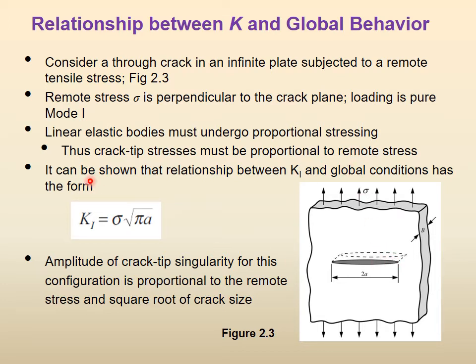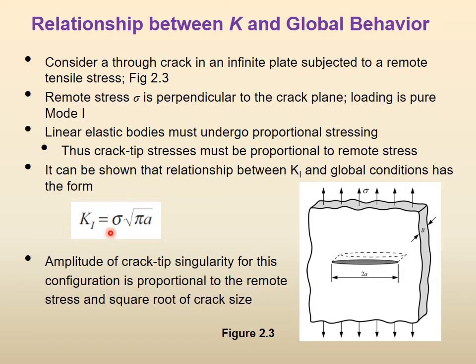It can be shown, right, that the relation between K1 and the global conditions. K1 is local and this is the global. So between this and this, K1 is sigma root pi A. Again, we are showing that it can be shown. We have used this equation so many times earlier, but we have never really derived it. And once again, we are not deriving it. We are telling you that based on very basic theory, this is there, right?